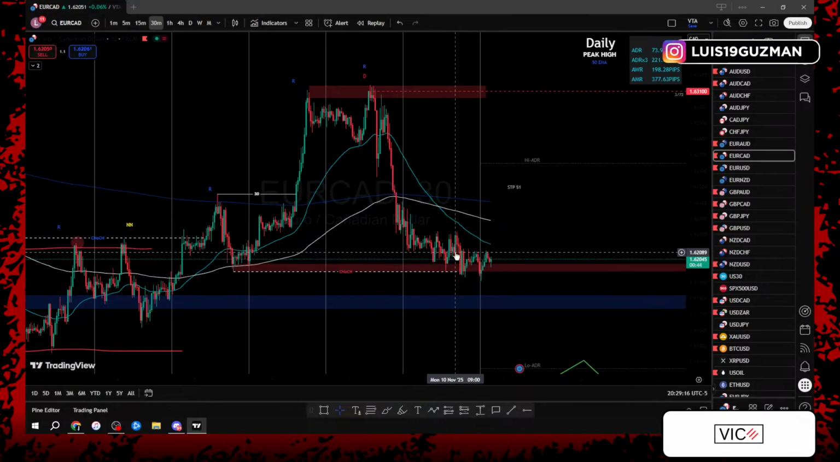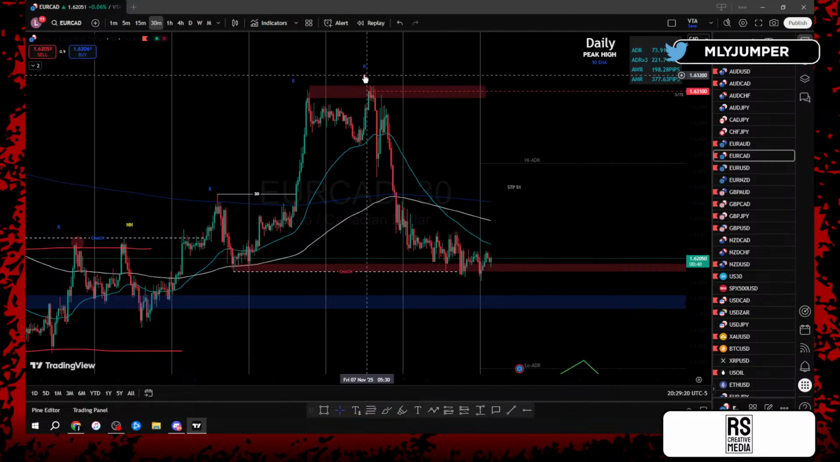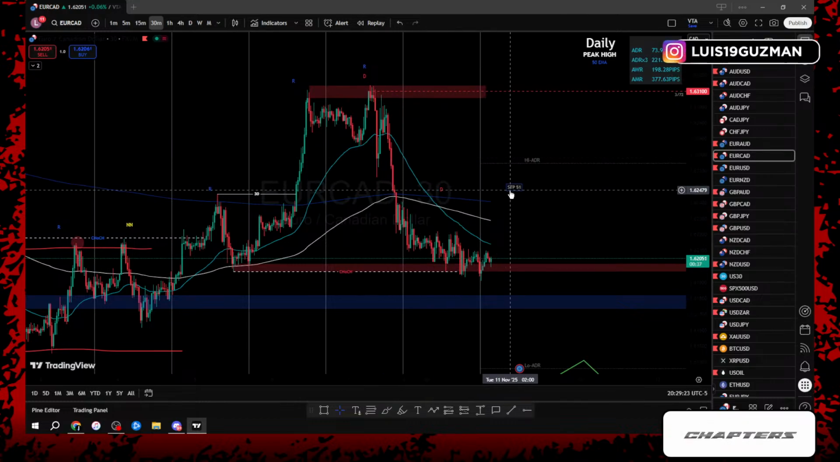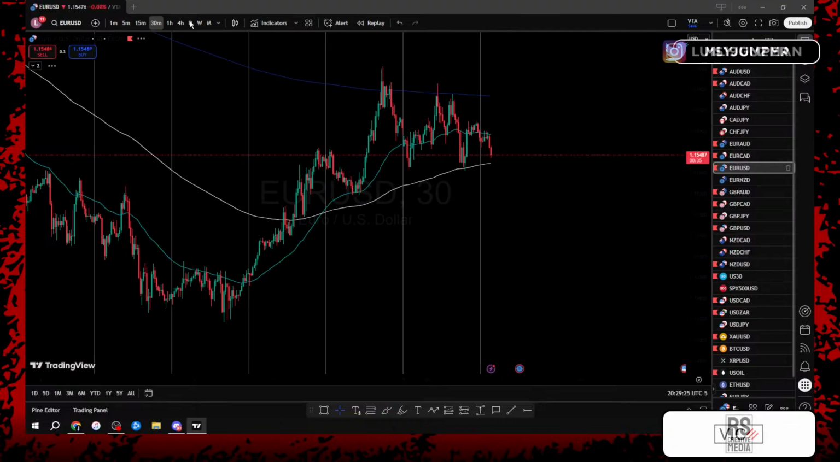If you took any long positions today, you went straight to stop loss. Right? So that's what we're going to be waiting for. As soon as price starts giving us higher highs and higher lows again, that's when I'll start looking to take a trade. Right now, we could skip over, go to the next pair.